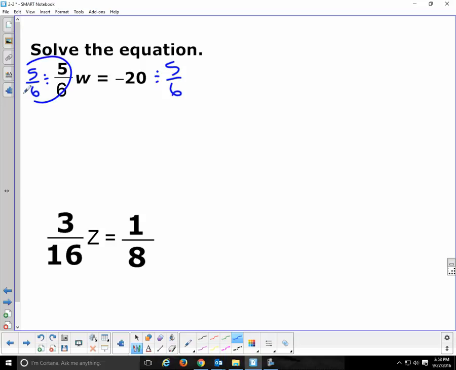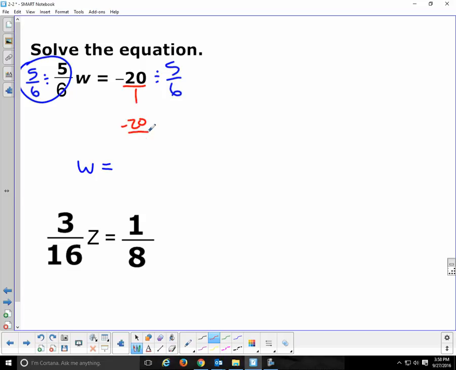So let's look over here. 5/6 divided by 5/6. Anything divided by itself is just 1. So I have 1 W left over. Perfect. And then I'm going to move that down a little bit. And then negative 20 divided by 5/6. So that's negative 20 over 1.